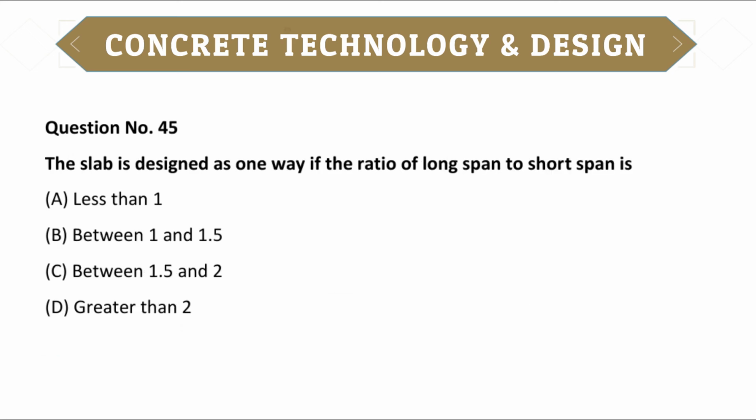So next question, the slab is designed as one way if the ratio of long span to short span is option A, less than 1. Option B, between 1 and 1.5. Option C, between 1.5 and 2. Option D, greater than 2. So the correct answer is option D, greater than 2.